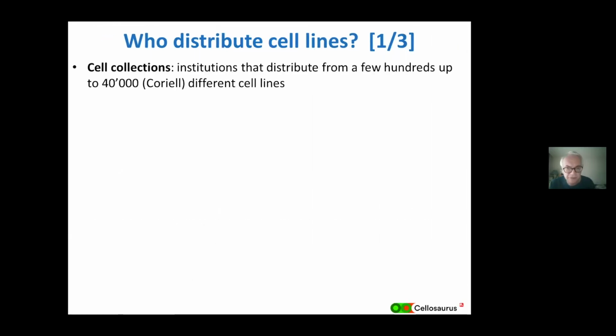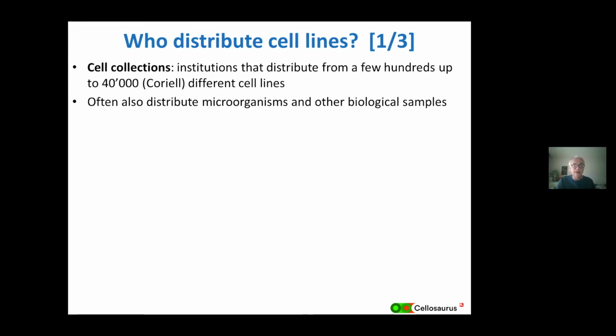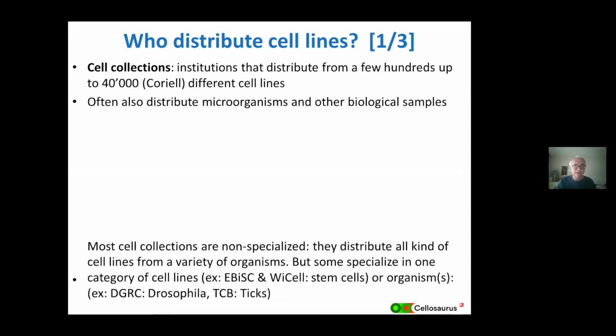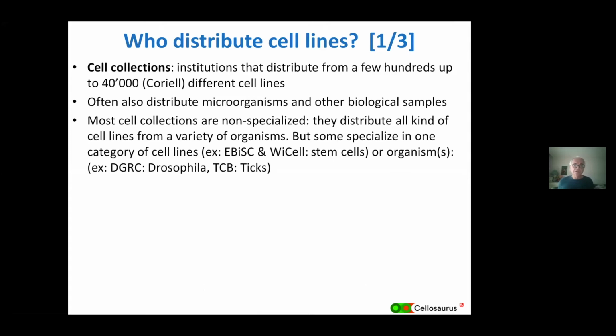Well, first, before going into real databases or bioinformatic resources, one thing which is interesting to look at is how cell lines are distributed, because this will allow you to see what the problem is and where the information can be found. Some of the places where you can find cell lines are what are called cell collections. Those are institutions that distribute anywhere from a few hundred up to 40,000 different cell lines. They generally also distribute microorganisms, bacteria or viruses, and other biological samples. And most of them are non-specialized. They will distribute all kinds of cell lines from a variety of organisms.